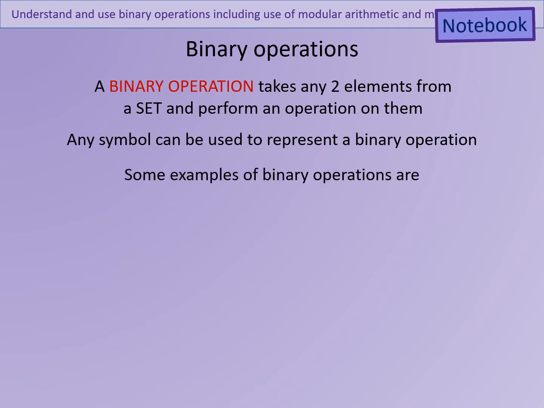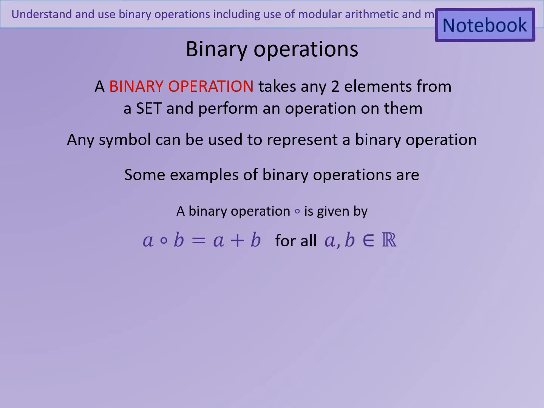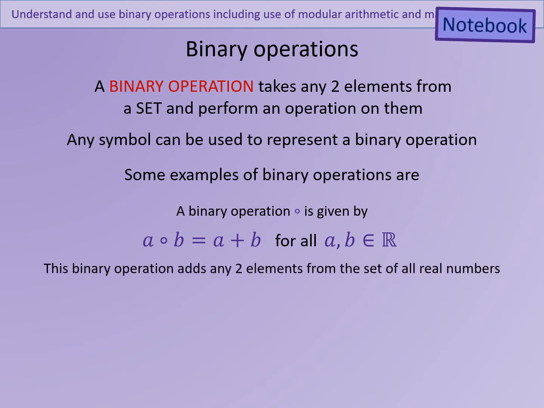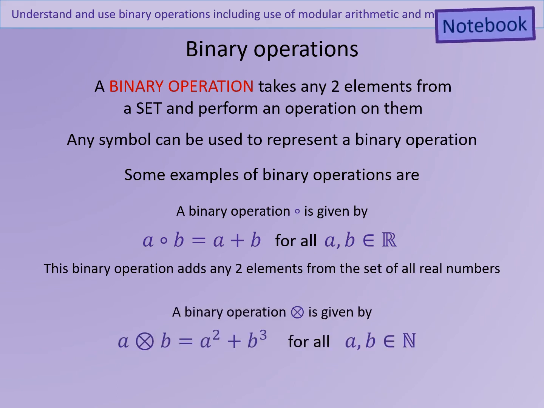So some examples of binary operations would be, for example, the binary operation represented by this symbol could be that A operation B involves adding A to B, and this could be applied to the set of numbers A and B in the real numbers. So any two real numbers could be added in this way. Another example may be represented by this symbol here. A operation B could involve squaring A, cubing B, adding them together, and this could apply to any A and B in the natural numbers.